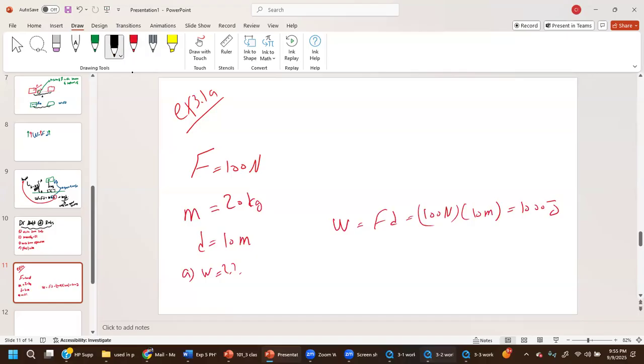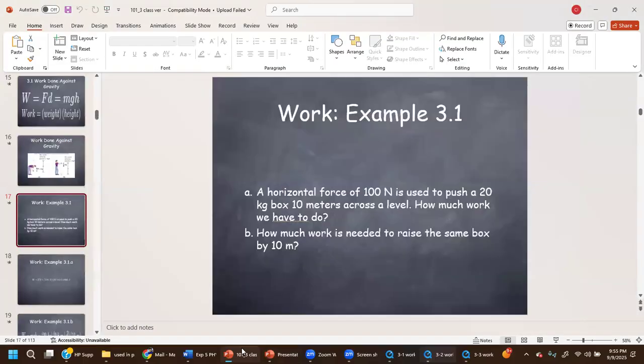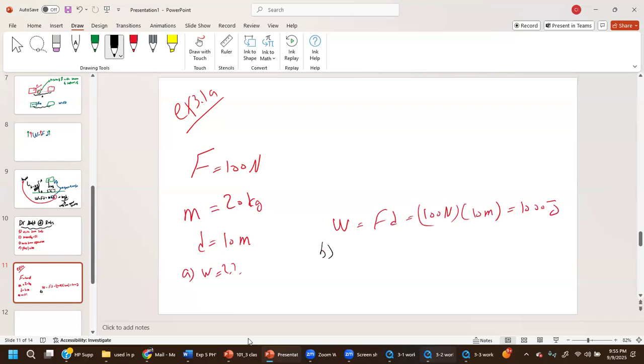For part B, go ahead and look for part B. How much work is needed to raise the box in the box by 10 meters? So this time, our work is going to equal mgh. You want to raise the box.